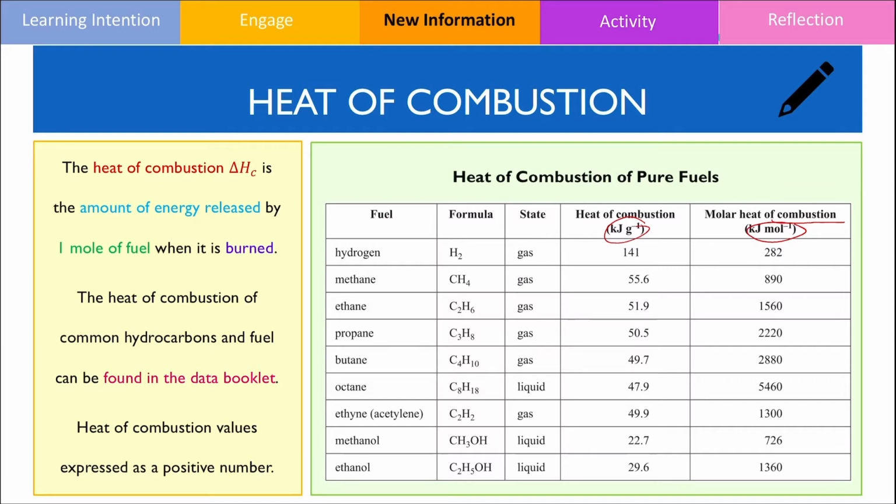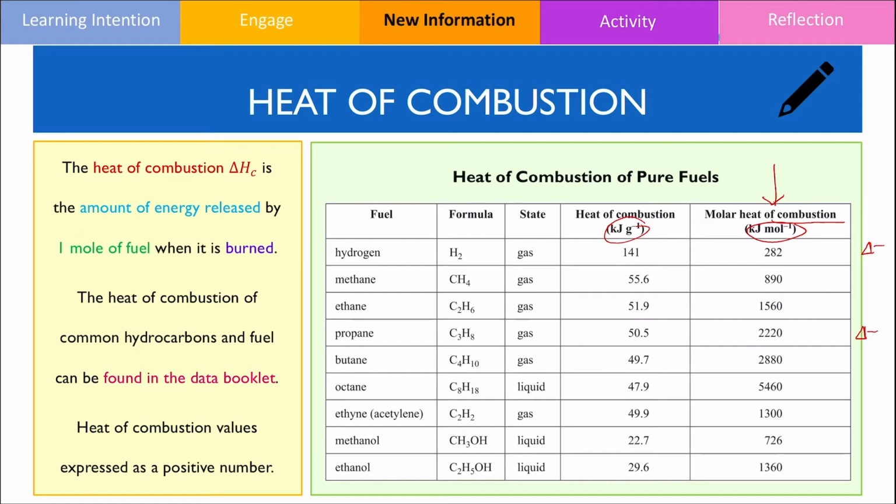For the complete combustion of 1 mole of hydrogen gas, this produces 282 kilojoules, whereas the combustion of 1 mole of propane gas produces 2,220 kilojoules per mole. Students often make the mistake of misinterpreting that this value is the heat released by the entire reaction or the enthalpy change. This is not the case. I would like to emphasize that the molar heat of combustion is not the same thing as the change in enthalpy.